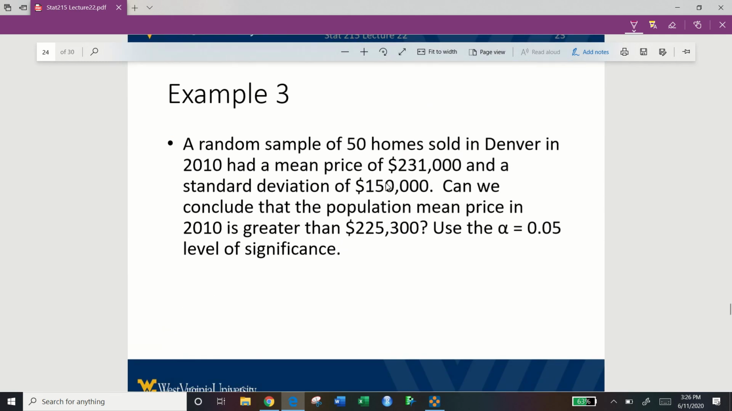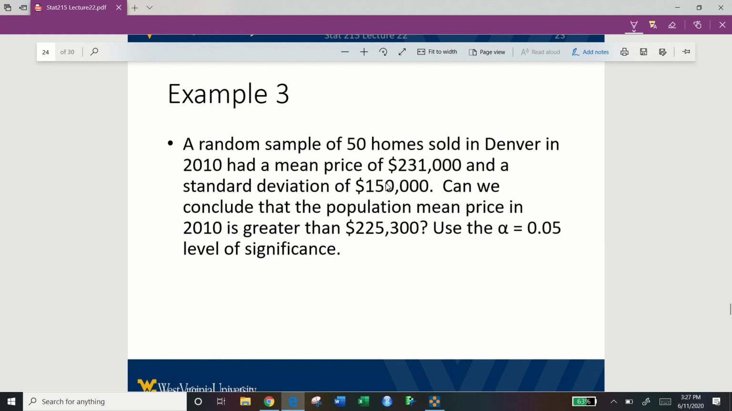Let's take a look at a third example. A random sample of 50 homes sold in Denver in 2010 had a mean price of $231,000 and a standard deviation of 150,000. Can we conclude that the population mean price in 2010 is greater than 225,300? We wish to use the alpha equals 0.05 level of significance.